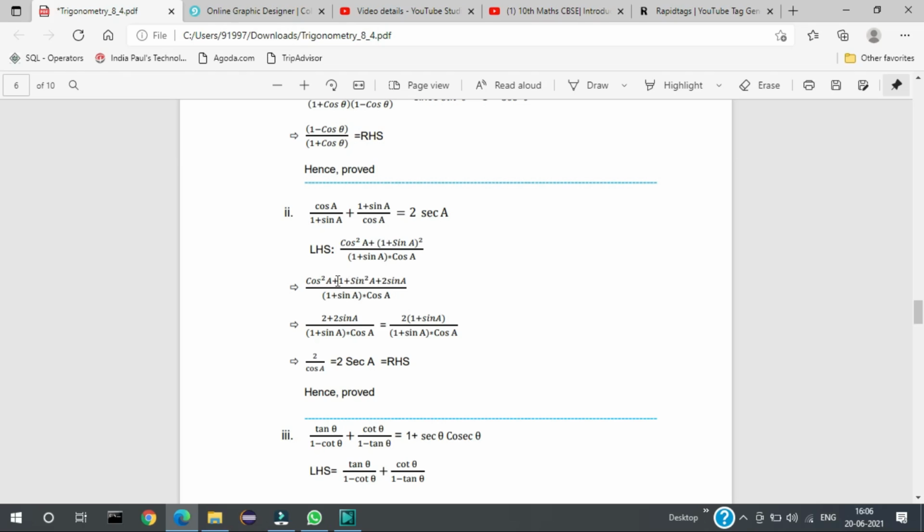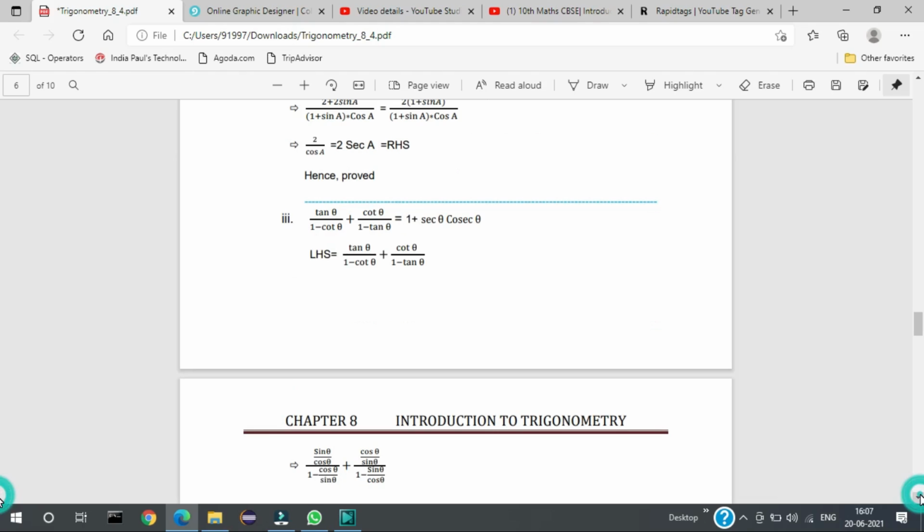So cos square A plus 1 plus sin square A plus 2 sin A, by (1 plus sin A) into cos A. Again cos square A and sin square A will become 1. 1 plus 1 is 2, plus 2 sin A, by (1 plus sin A) into cos A. That implies 2 taken out from the brackets, so 2 into (1 plus sin A) by (1 plus sin A) into cos A. So both get cancelled. 2 by cos A we will get, which means 2 secant A, RHS. Hence we proved.